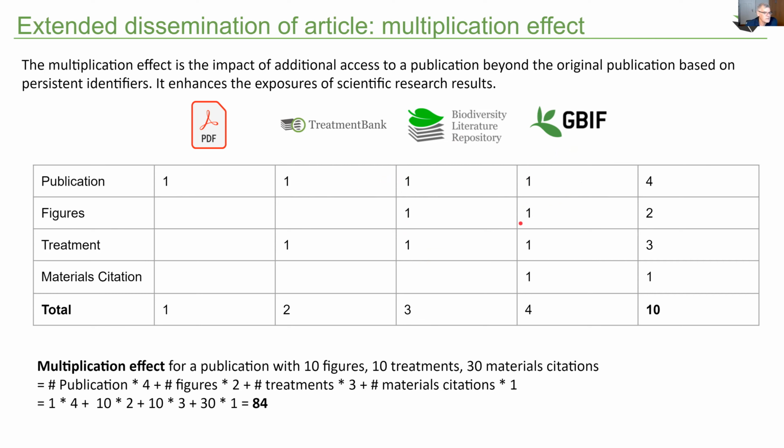You have the figures, so you see the figures, you can click and go back. You have the treatments, you have material citations. So there are 4 exposures if you have just a publication which has 1 treatment and 1 figure inside. If you have, say, a publication which has 10 figures, 10 treatments, and 30 material citations, it has like 84 entry points now into this publication. So that's another way which is really interesting for publishers. It's interesting for you as an author, so people can find your data much more easily.